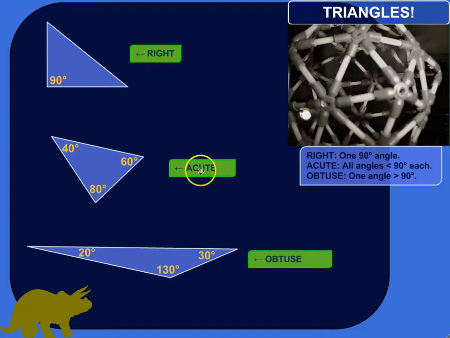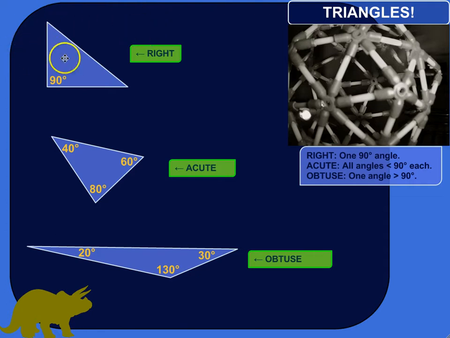Right triangles, acute triangles, and obtuse triangles. Right triangles are triangles with one angle that's 90 degrees. Of course, you can't have more than one angle that's 90 degrees because 90 plus 90 is 180. So, two angles would completely use up the 180 degrees of a triangle. There wouldn't be any room for a third angle, so it would not be a triangle.